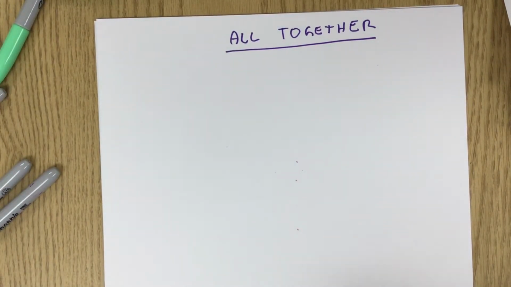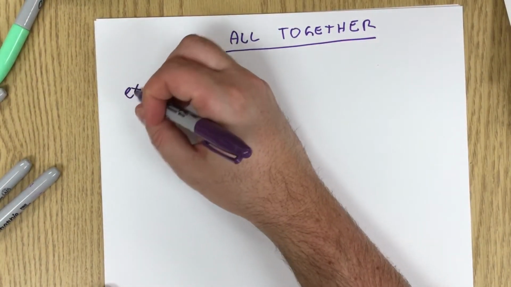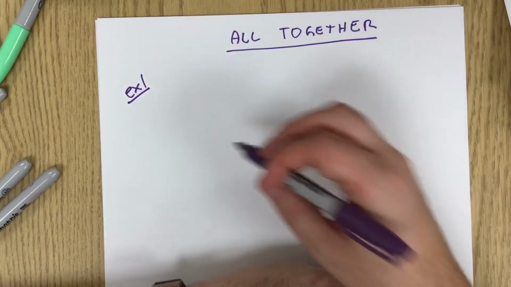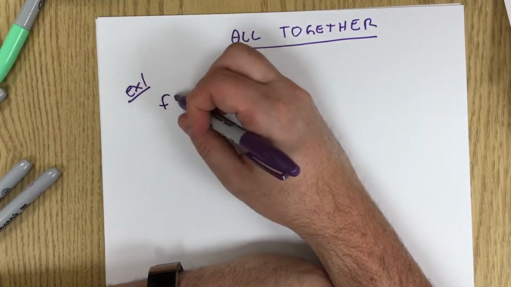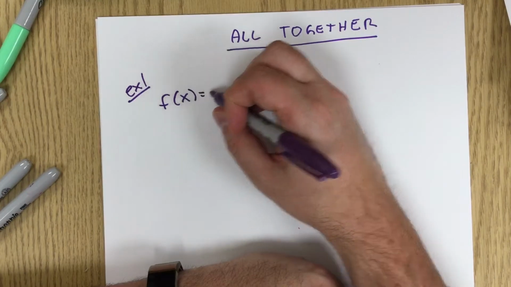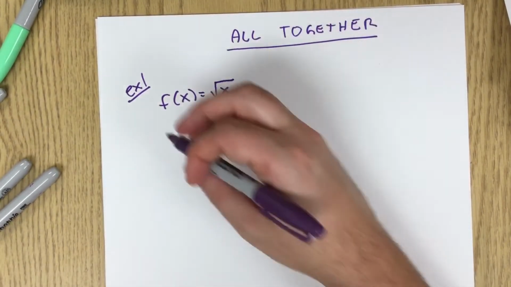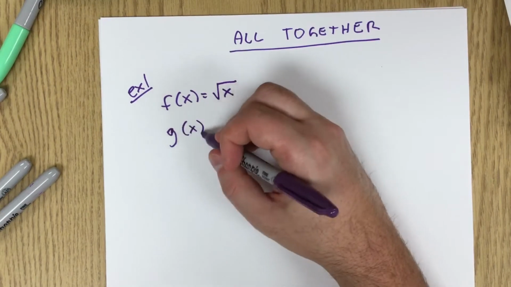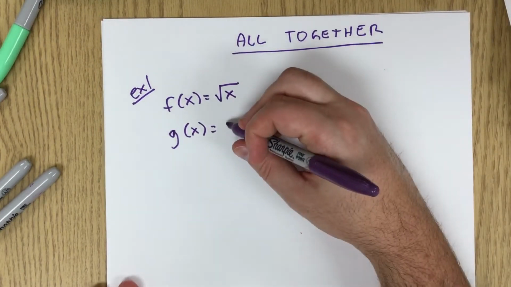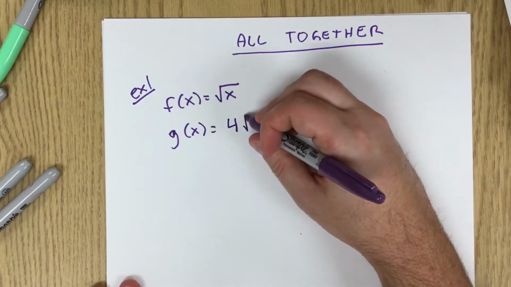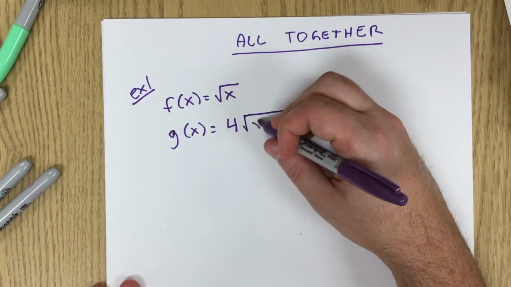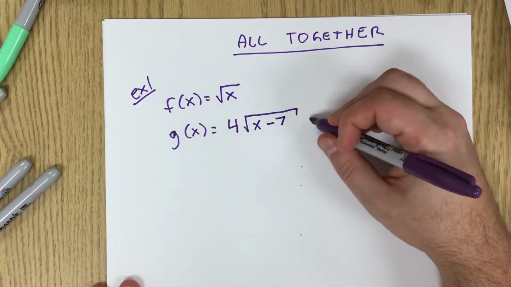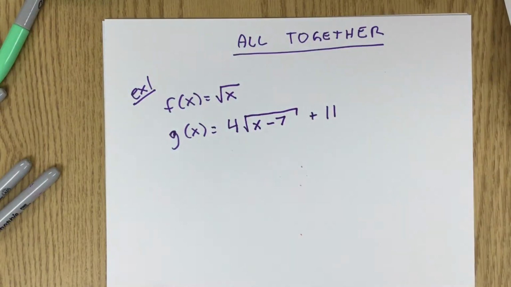Let's try to put it all together now. So let's say, for example, I say that f of x is, we'll stick with that for now. And we'll say that our g of x is 4 times the square root of x minus 7 plus 11. So what transformations have happened here?